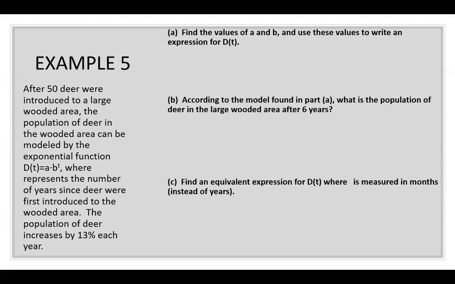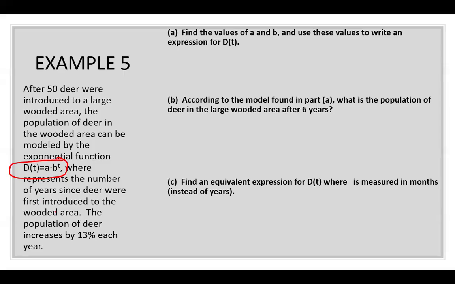All right, so here we have: first find your a and your b and use these values to write an expression for D of t. Do you remember how I said this is where you have to set up those two equations? When we set up the two equations, it's based off of using the given information. So our given information is that we are using an exponential model, right?